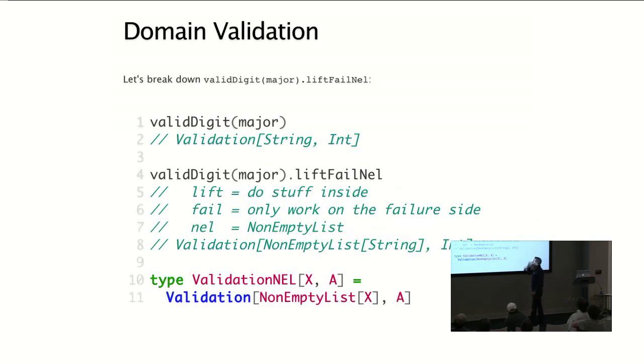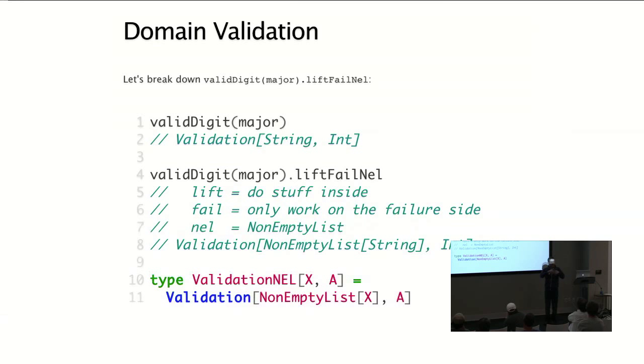So I'm going to break down what this thing is. If I just use what we had before, valid digit, that produces a validation where the failure type is string and the success type is int. Then there's this LiftFailNell thing. It's not quite an acronym, but it's a shortening. So you don't have to know what it totally means. I'll explain it two different ways, and we can also talk about it later. But lift is like, okay, I'm going to do something.